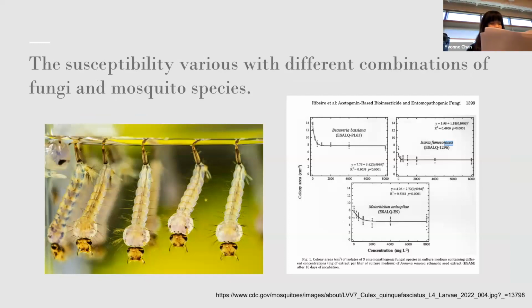The susceptibility of mosquitoes to entomopathogenic fungi can also vary depending on the combination of fungal species and mosquito species involved. In this study, I only tested the host pathogen interaction between one fungi and the Culex mosquitoes. To address this limitation, future research could focus on identifying the most effective combination of fungi and mosquito species for the maximum impact. This may involve screening multiple strains of fungi against different species of mosquitoes.